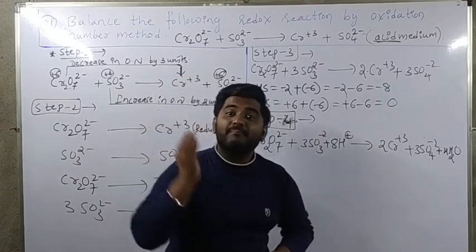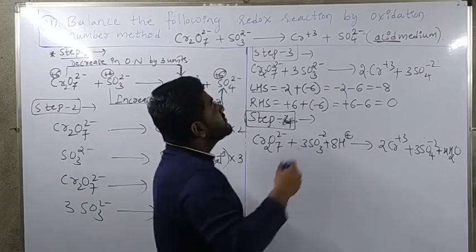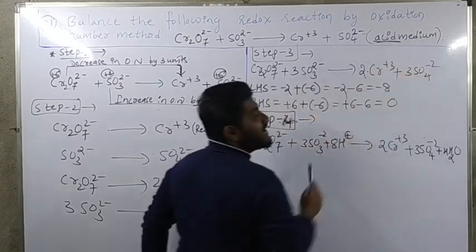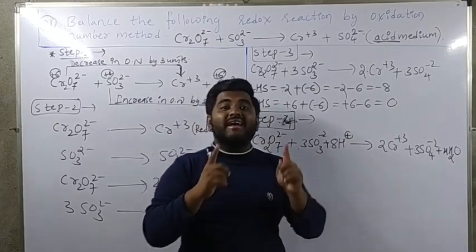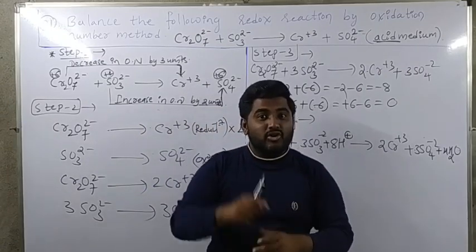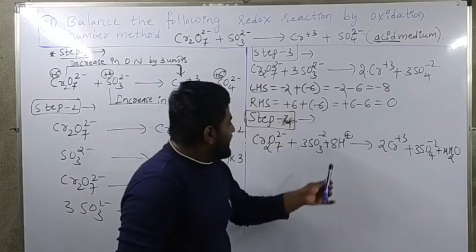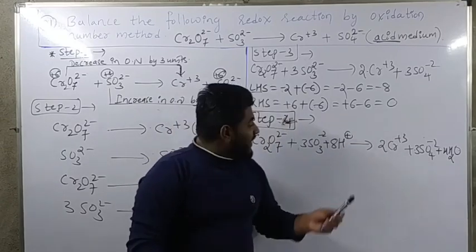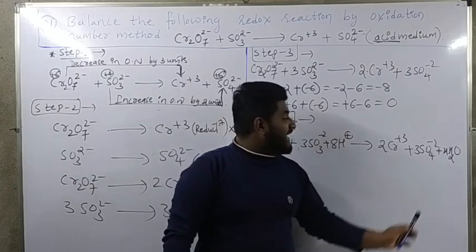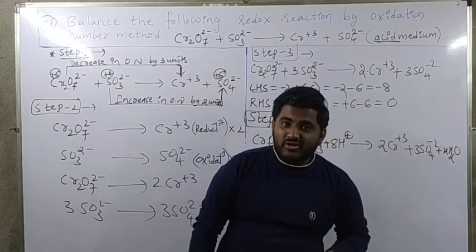So we have to add plus 8. So how to make it? In the question they have given acidic medium, hence to make the charge 0, we added 8H plus, because plus charges are there, no? So on the LHS we added 8H plus. Followed? When you add 8H plus on the LHS, on the RHS there is no H.